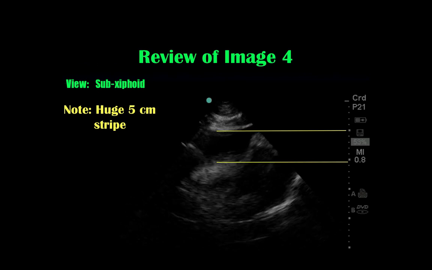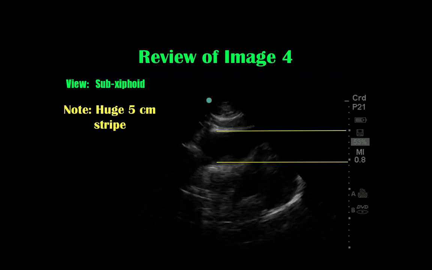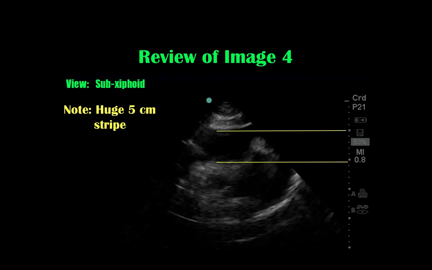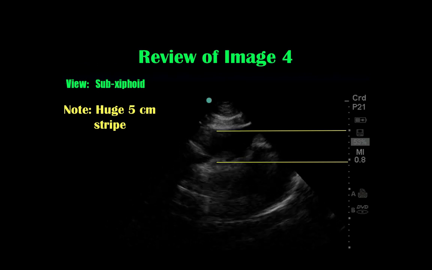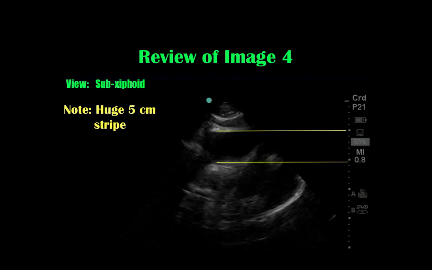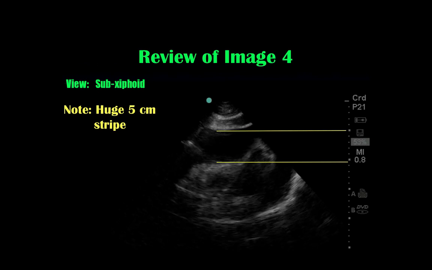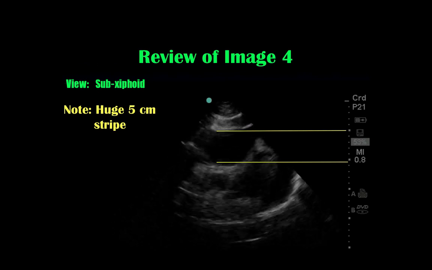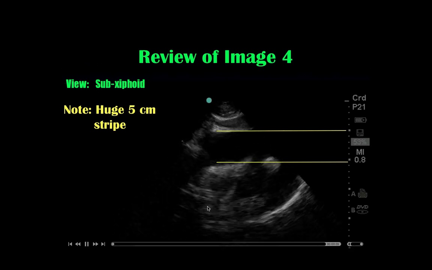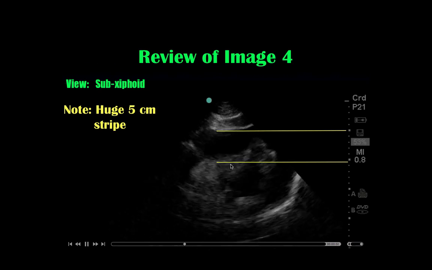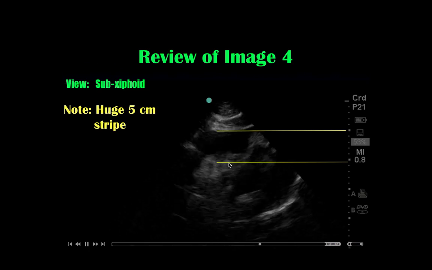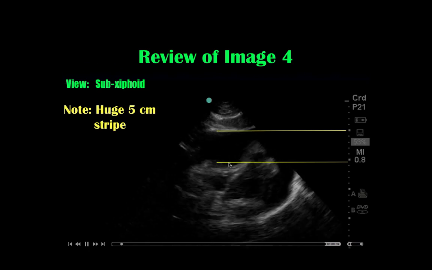In looking at the subxiphoid view, once again, we can measure or approximate the size of the pericardial stripe, and there appears to be a 5 centimeter pericardial effusion. And we can note collapse of the RV here at the arrow.